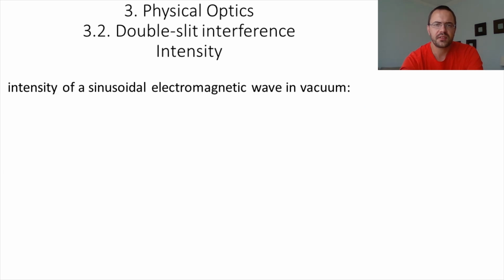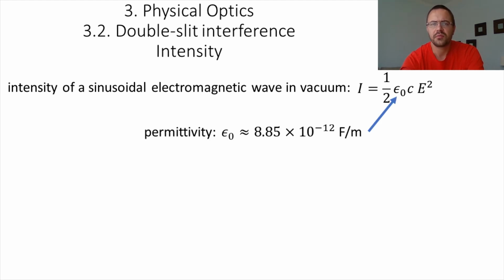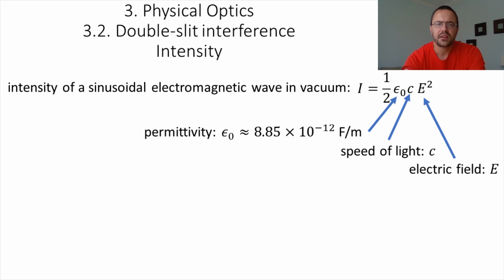So to calculate the intensity, we're going to use the relation between the intensity and the electric field. The intensity of a sinusoidal electromagnetic wave in vacuum is equal to 1/2 epsilon 0 c E squared, where in this relation, epsilon 0 is a constant called the permittivity, c is the speed of light in vacuum, and E is the electric field. In fact, you really don't need to remember this formula. The only thing that we need is that the intensity is proportional to the square of the electric field, right?